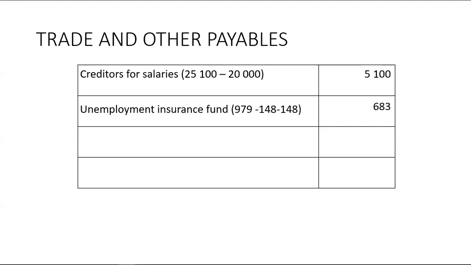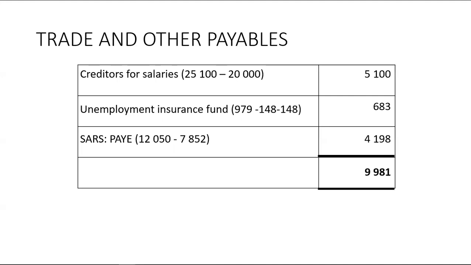Here I have SARS and then pay as you earn. Take the 12,050, you minus pay as you earn that related to this employee that was very nicely included in our records, and that will be 7,852. You'll be left with 4,198. In total, for trade and other payables, we've got 9,981.